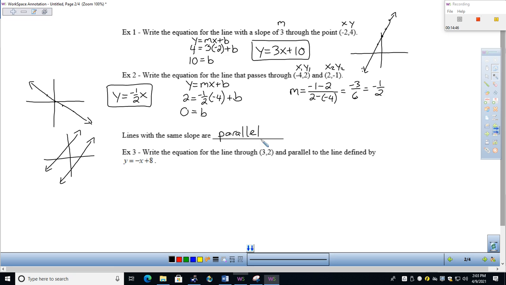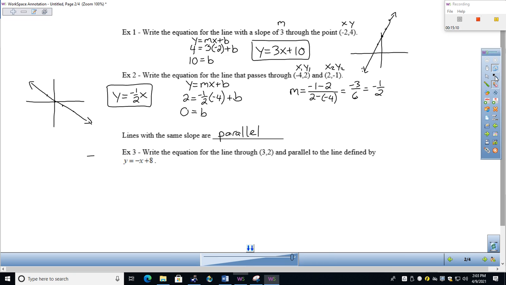Write the equation for the line through this point, (3, 2), and parallel to the line defined by this right here. All right, very nicely done. And I might go ahead and draw this out just for us to get an idea. I'm going to erase this. This is kind of unnecessary.